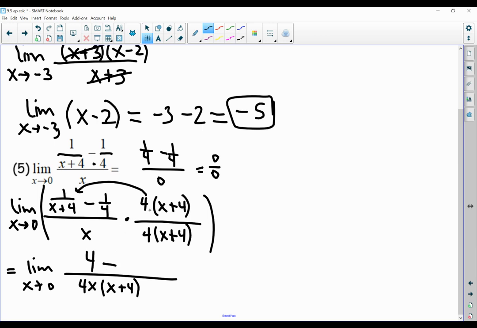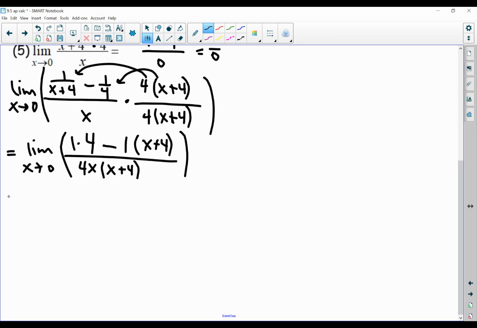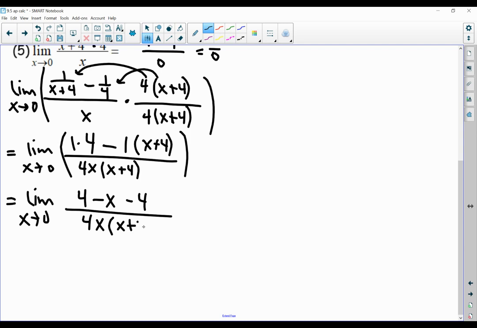In the second term, when I distribute it in here, the 4s would cancel, and that would leave me with 1 times x plus 4. So now I'm going to clean up my numerator. Be very, very, very careful here because I have to distribute that negative in. So I have 4 minus x minus 4 over 4x times x plus 4. I can see if I simplify that these 4s are going to cancel.